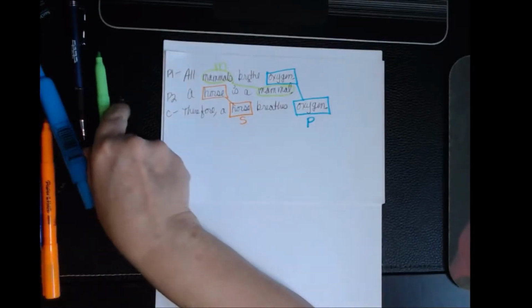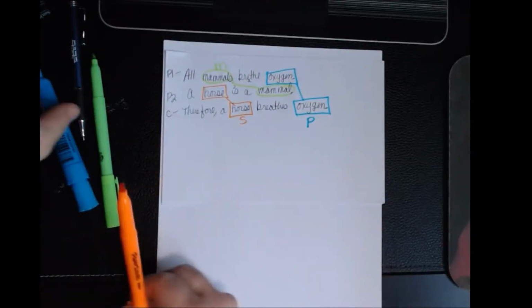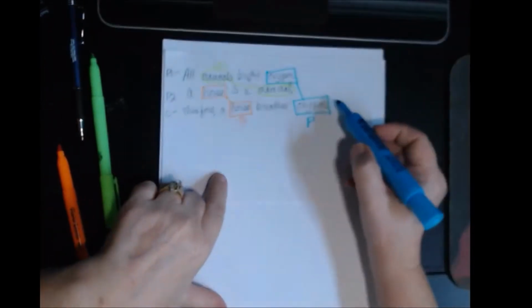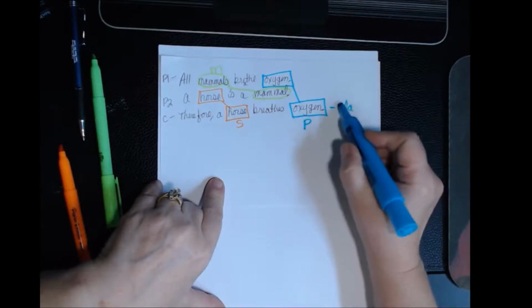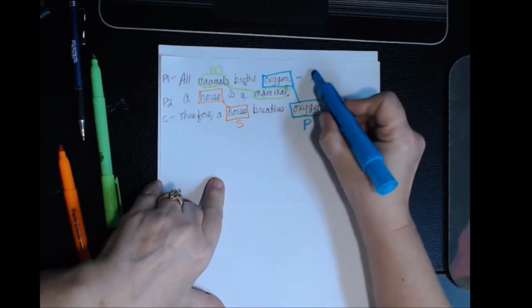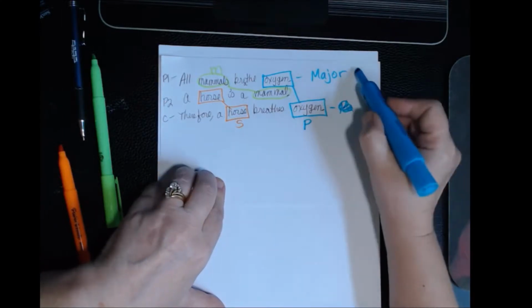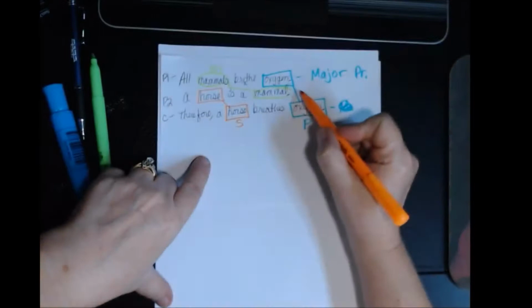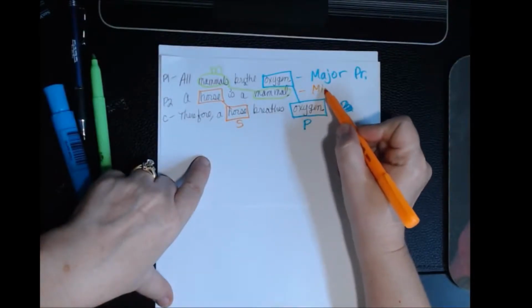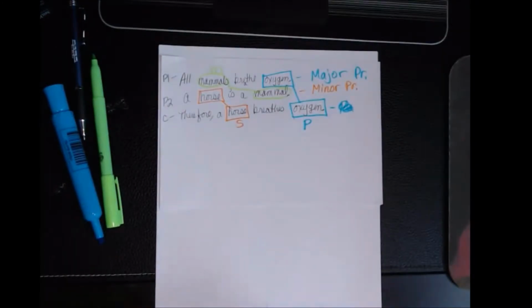Now, what about the premises? I called this premise 1 and premise 2. But the premise that has the major term is going to be the major premise. So that's the major premise. And the one that has the minor term is going to be the minor premise. And that's as simple as it gets.